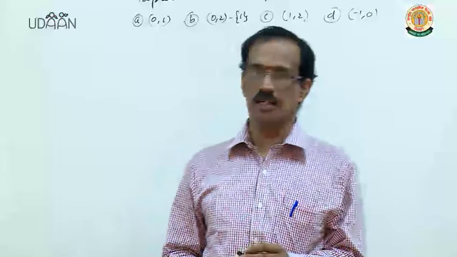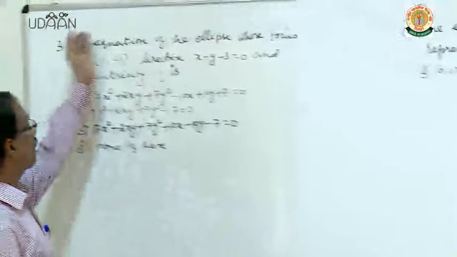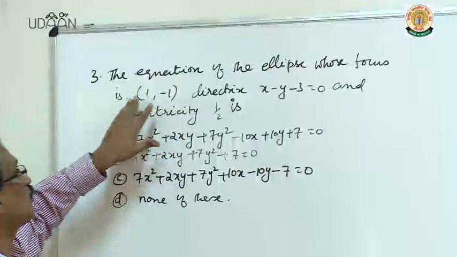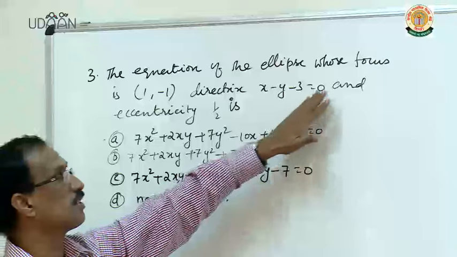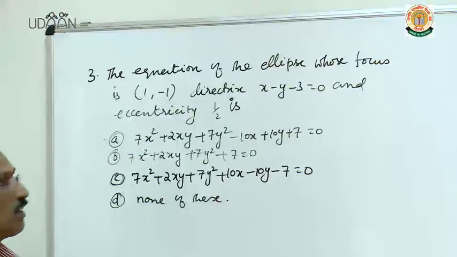अब third example क्या बताते हैं देखो. So third example में क्या है? The equation of the ellipse whose focus is 1, minus 1, directrix x minus y minus 3 equals 0 and eccentricity half is given. Then we have to see the option which is right one. So now what are the things or what are the information given?